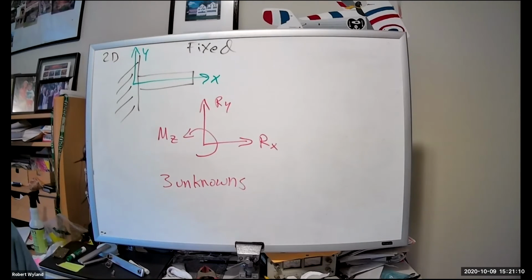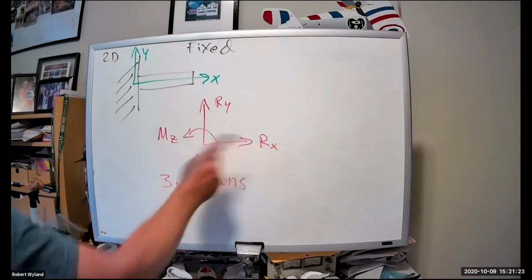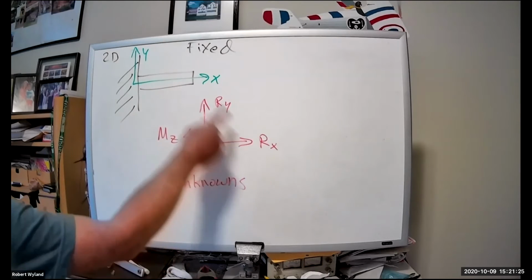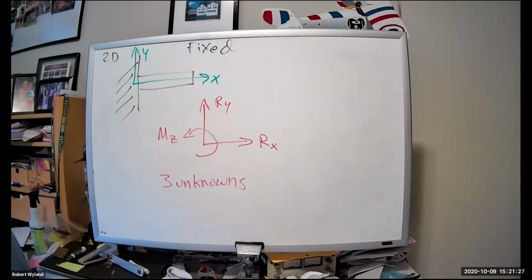And I'm going to encourage you to always draw your reactions in a positive sense unless you have good reason to do otherwise. And there's very few good reasons to do otherwise. So you notice I did X this way, Y that way, and MZ this way. All those are considered positive in notation.